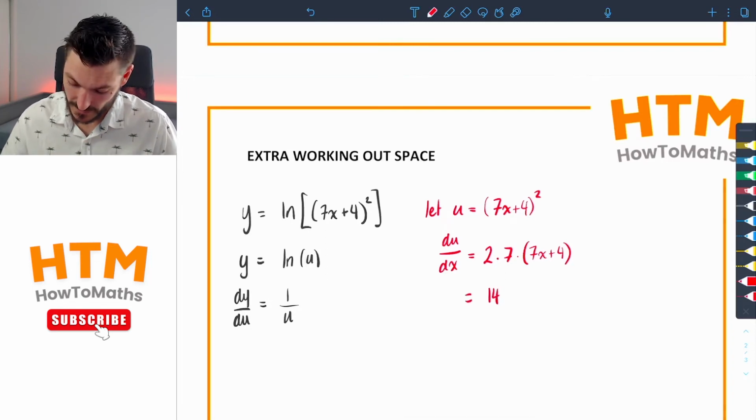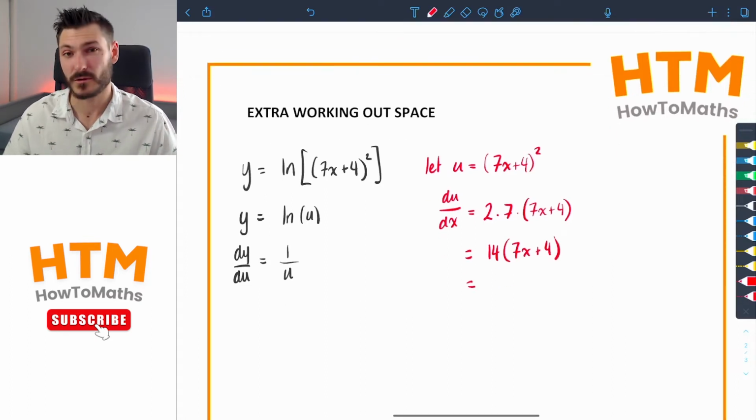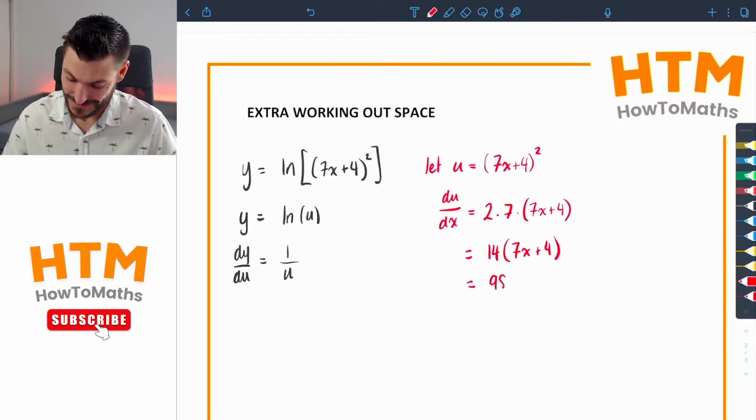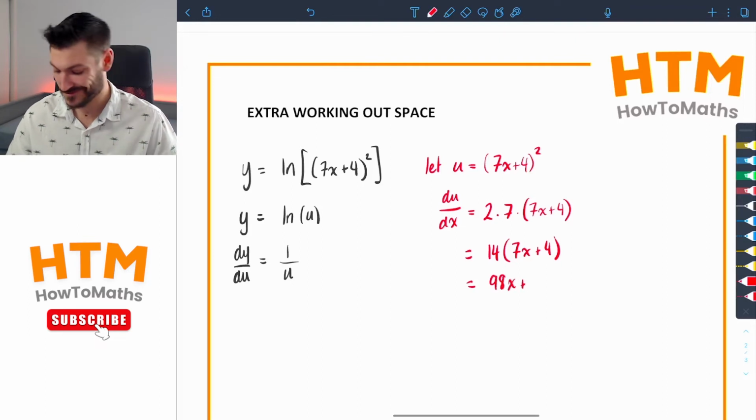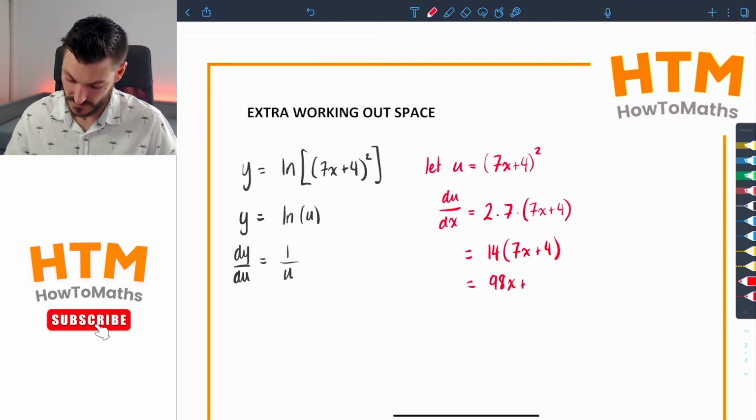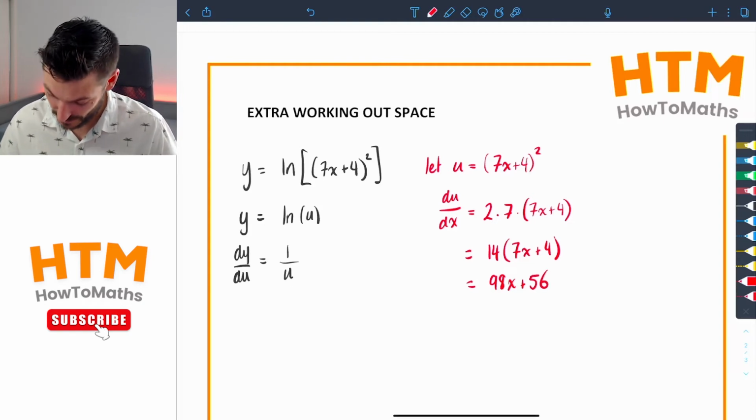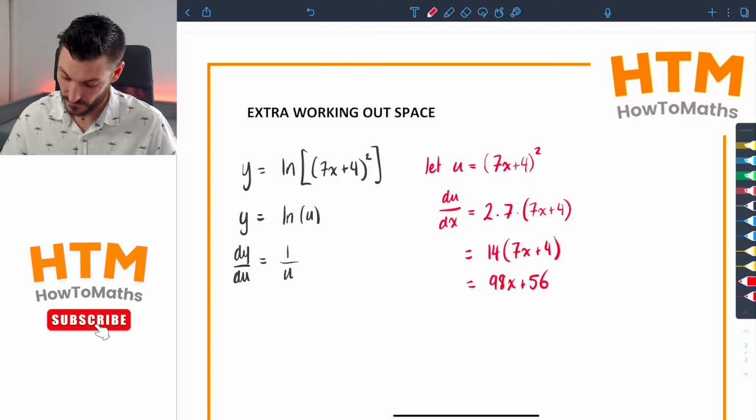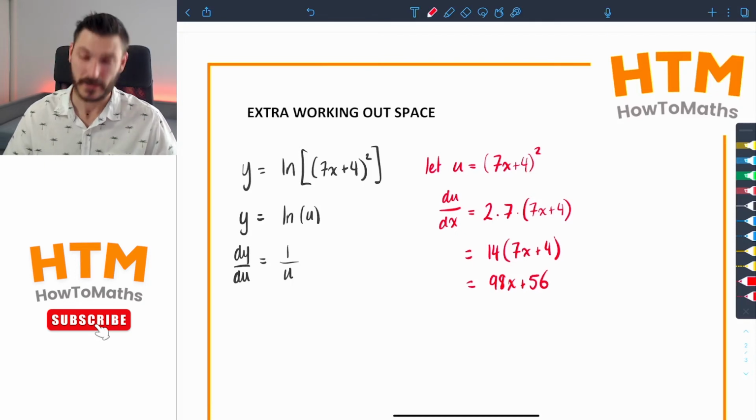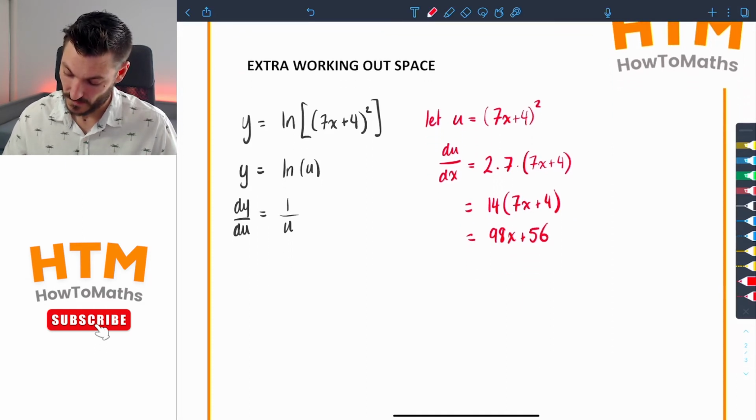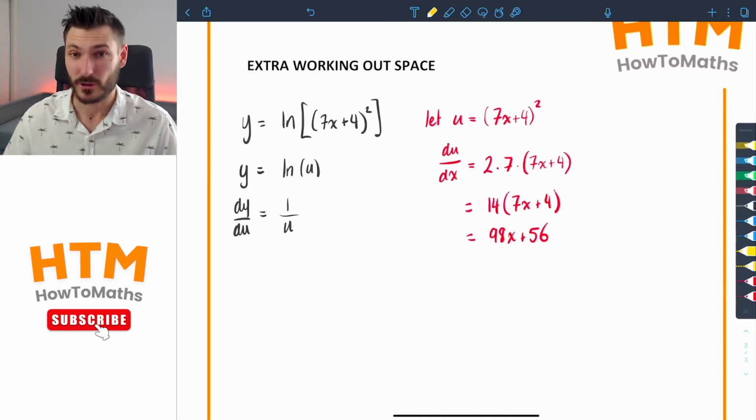Let's simplify this a little bit. So we're going to get 14 outside of (7x plus 4). Then we're going to have to distribute the 14 into both of these terms. 10 sevens are 70, 4 sevens are 28, so it's going to be 98x plus 2 14s are 28, doubled is 56. I think my mathematics serves me correctly. I'll just double check that. 70 and 28, yeah, 98. And 40 and 16, yeah, 98x plus 56. So that's du/dx.